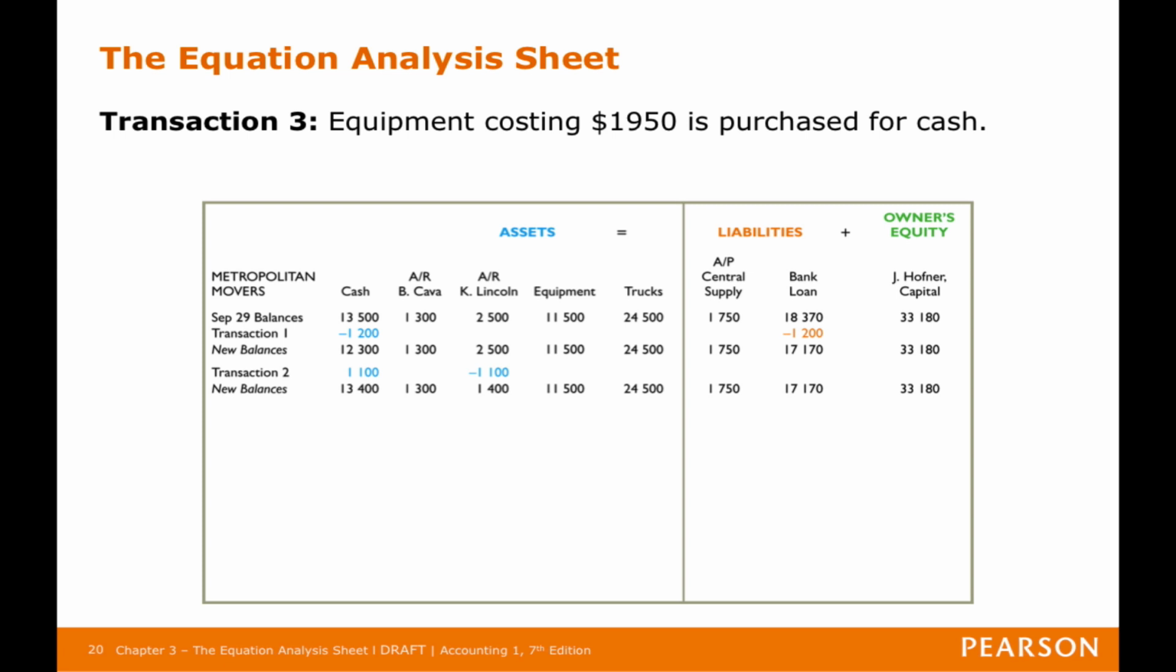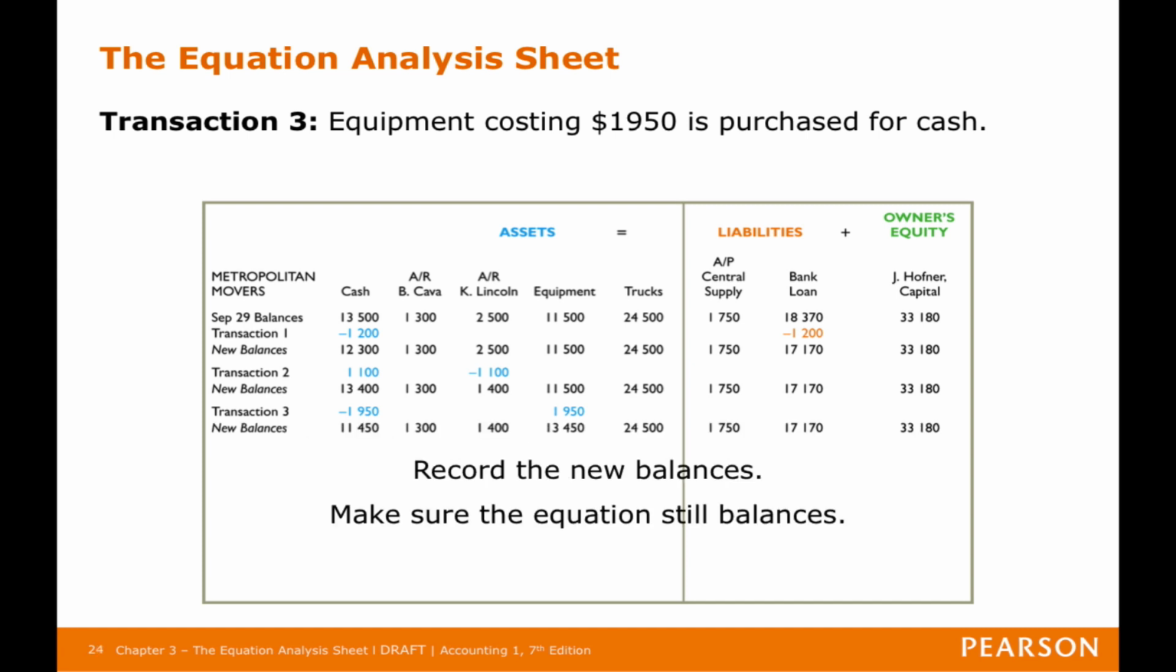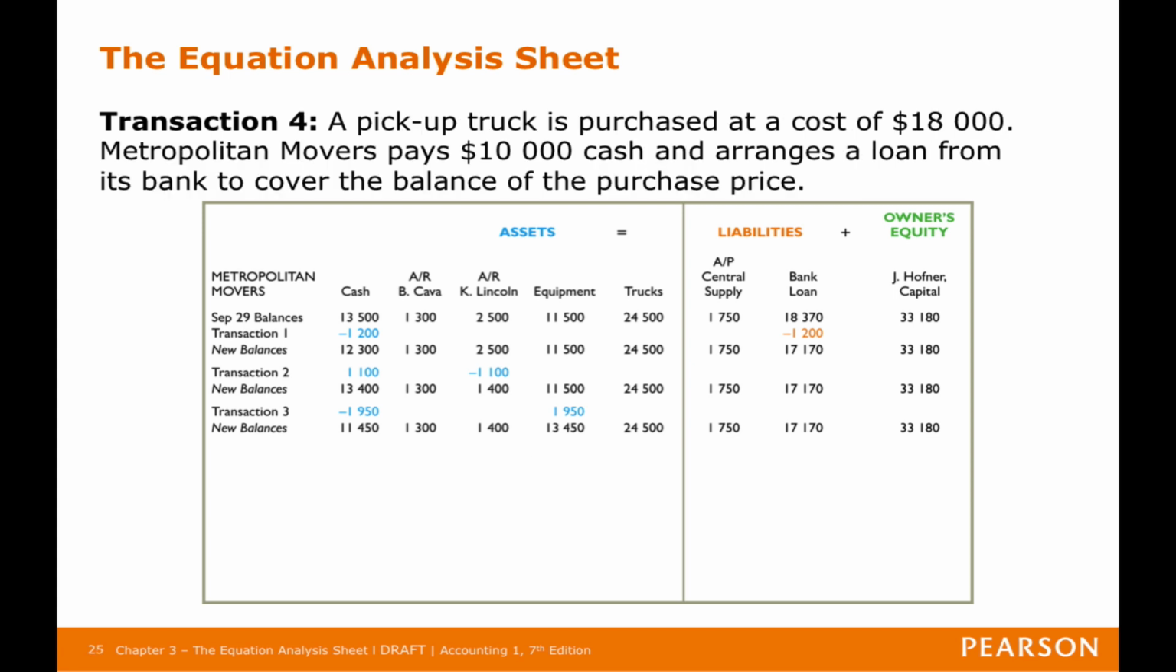Our third transaction, equipment costing $1,950 is purchased for cash. So again, we record changes to the appropriate items. We're using cash to purchase the equipment, so our cash goes down by $1,950, and we're receiving equipment, so our equipment asset increases by $1,950. Again, we record the new balances and make sure that the equation still balances. Assets equals liabilities plus owner's equity.